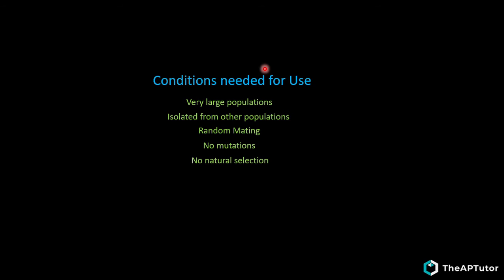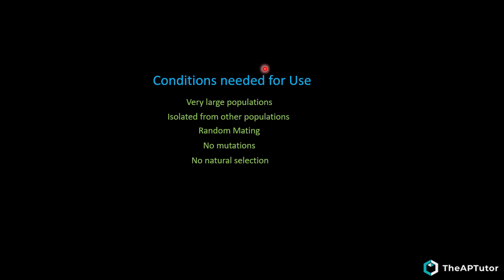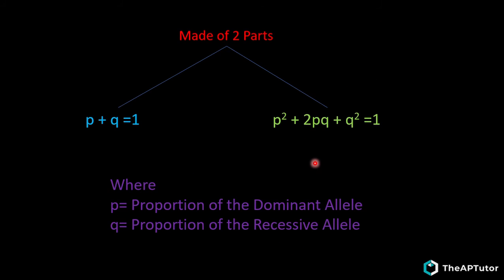What's interesting is that these conditions will never occur. It's impossible, but we still use it for inferences. It's weird, but you get it. The only things that could actually be possible are a very large population and isolation. Random mating could be possible, but typically not, and these two are just not possible. There are always mutations, there's always natural selection occurring, and that's why this is completely impossible.